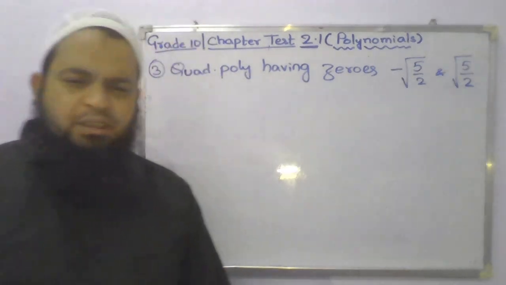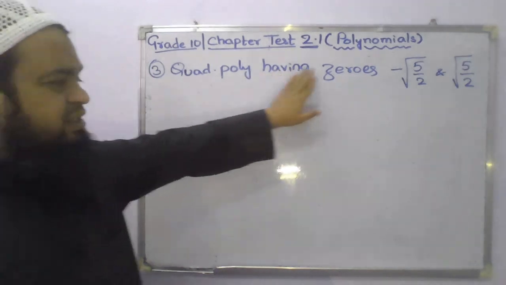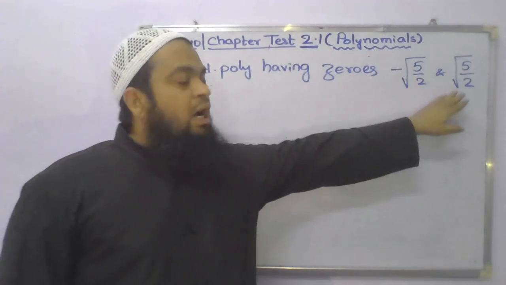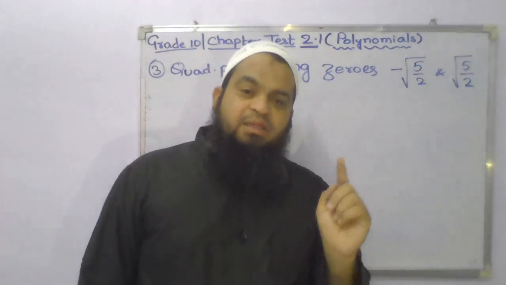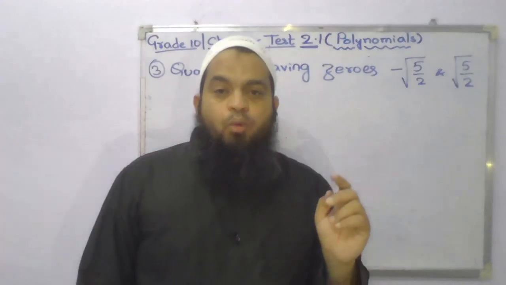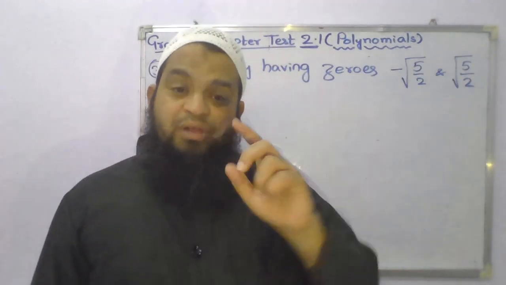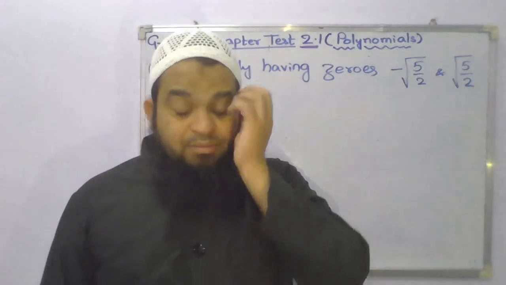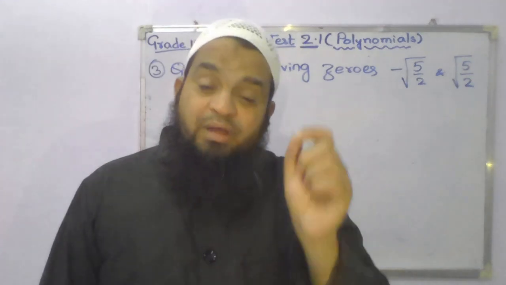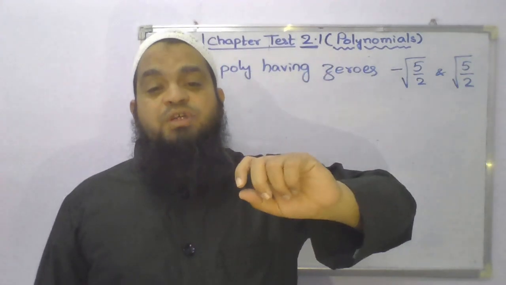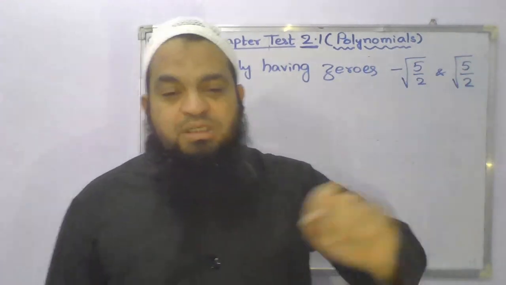The third question of the chapter test is: find the quadratic polynomial having zeros minus root 5 by 2 and plus root 5 by 2. My dear students, it's very simple. See, actually, this question can be asked in two ways. What is that? Find the quadratic polynomial with zeros like this, or sometimes they will give you: find the quadratic polynomial with sum of zeros as something and product of zeros as something. So be careful, okay? Zeros, and sum of zeros and product of zeros, are entirely different.